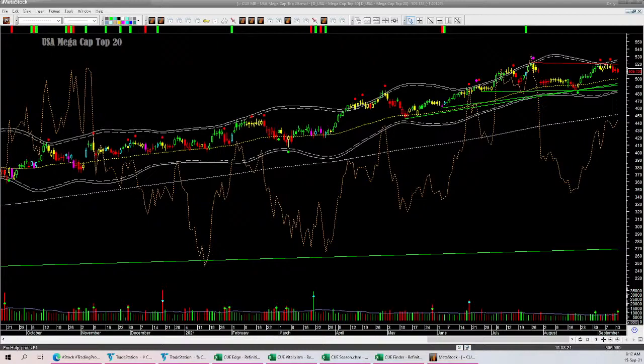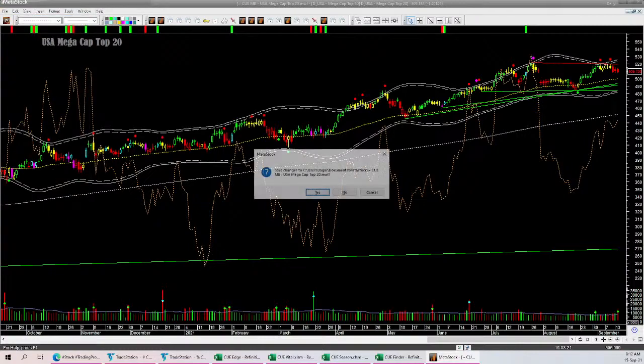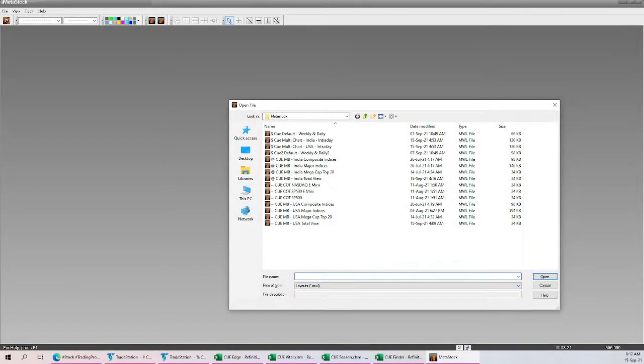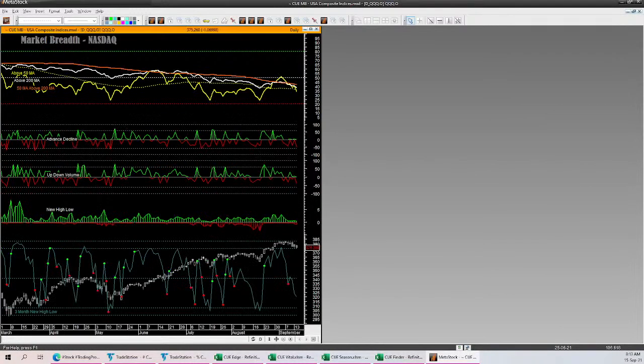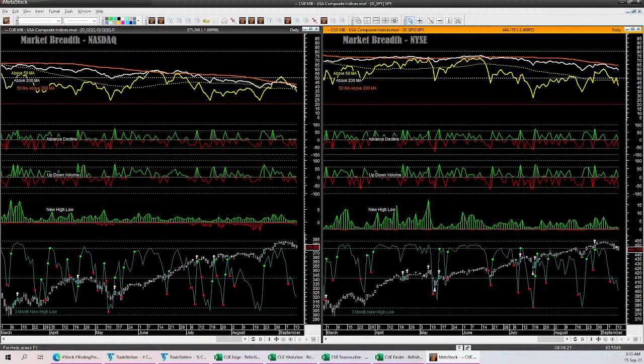Moving sideways. So mega caps are moving sideways. DIA moving sideways, that is industrials, and small cap IWM moving sideways. Let's now look at the broad market breadth using the composites, the entire exchanges, Nasdaq and NYSE.